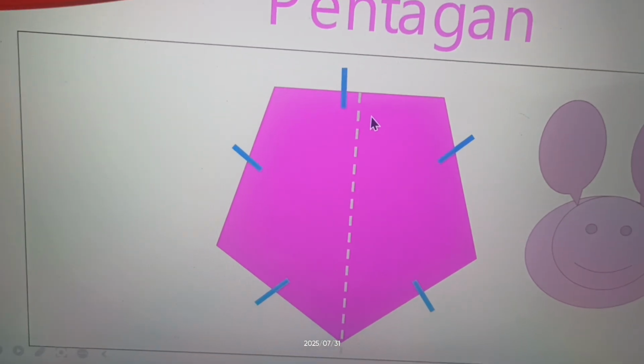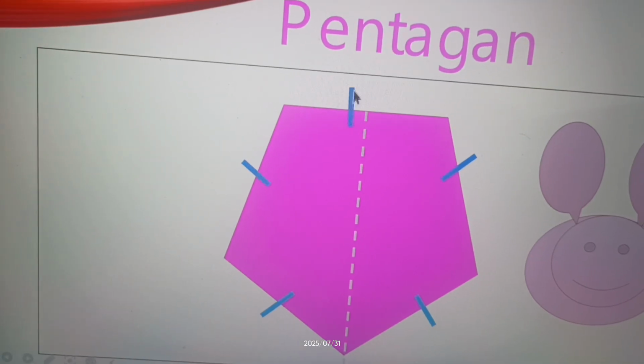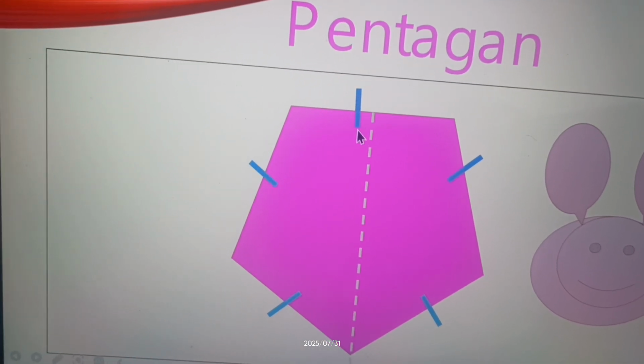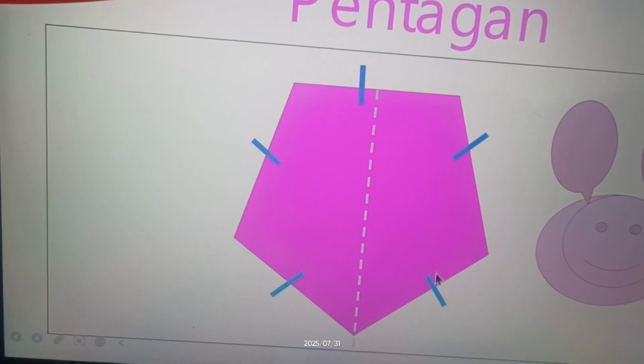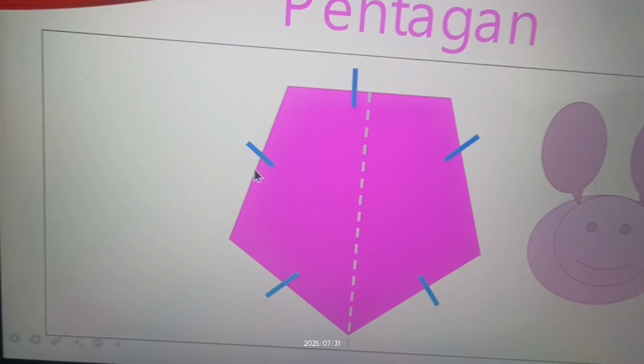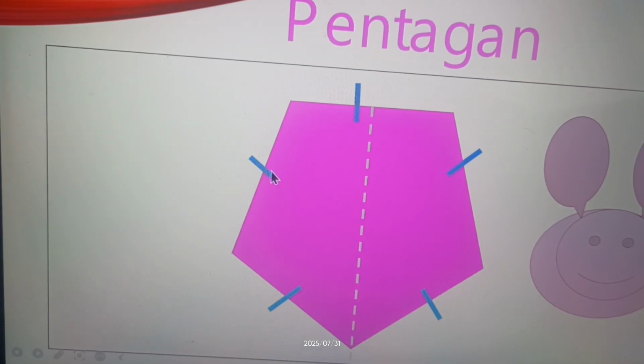This is called a pentagon. How many sides are there? Draw a dashed line like this. 1, 2, 3, 4, 5. 5 sides are there.